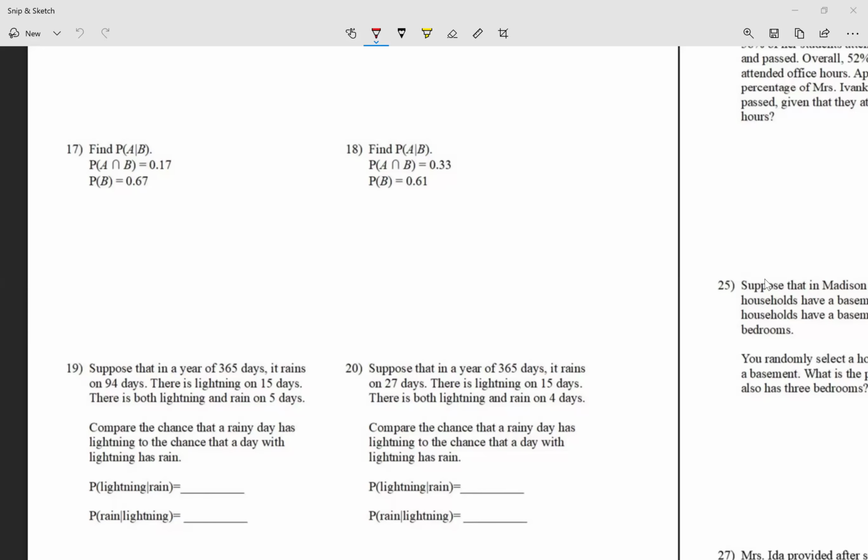For today, we're going to be learning what we call conditional probability. So there's going to be two cases. I'm going to call it case A and B. It could be A could be lightning and B could be rain. So I'm just going to call it A and B.